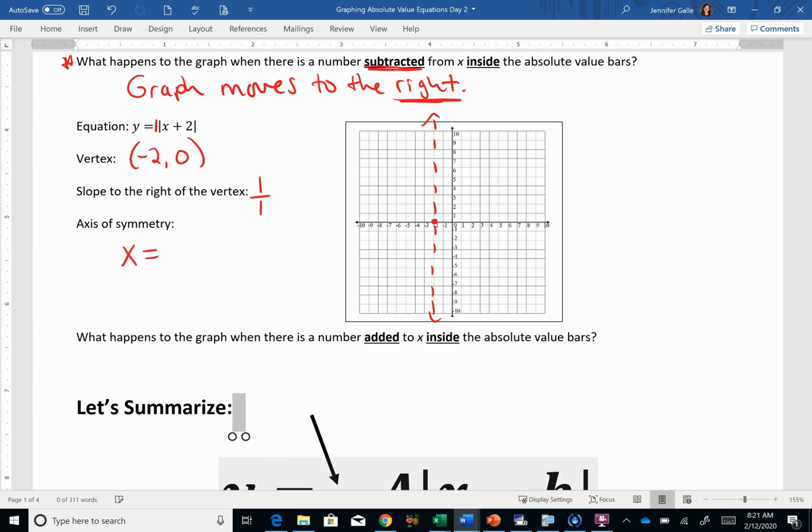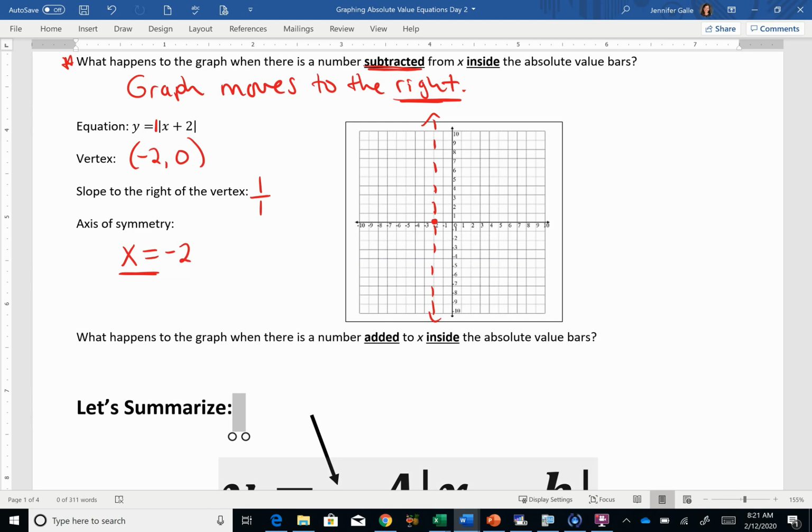So it's going to be x equals. And we have to stop and think what all the x coordinates would be along that vertical line. All the x coordinates along that vertical line are -2. They're all -2. Now, to save you some easy points on your test, make sure when you're doing your practice that every time you write the axis of symmetry, you don't forget the x equals piece.